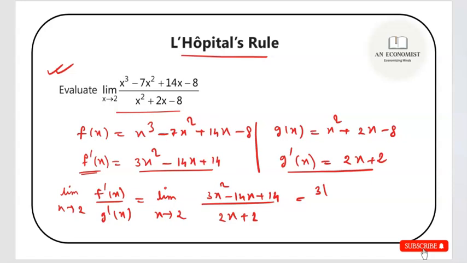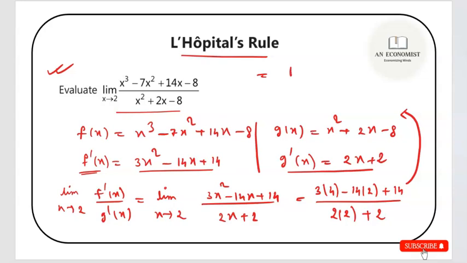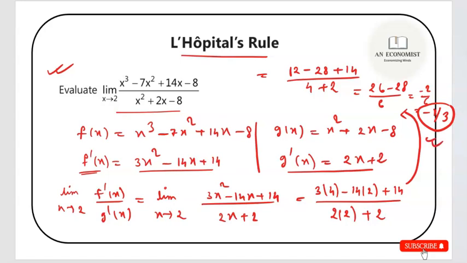3 into 2 squared is 4, minus 14 into 2 plus 14, upon 2 into 2 plus 2, right? What will this be? Let me solve it here. So this is 12 minus 28 plus 14 upon 4 plus 2. So you have 26 minus 28 by 6, right? Minus 2 by 6 or minus 1 upon 3. So this should be your answer here.